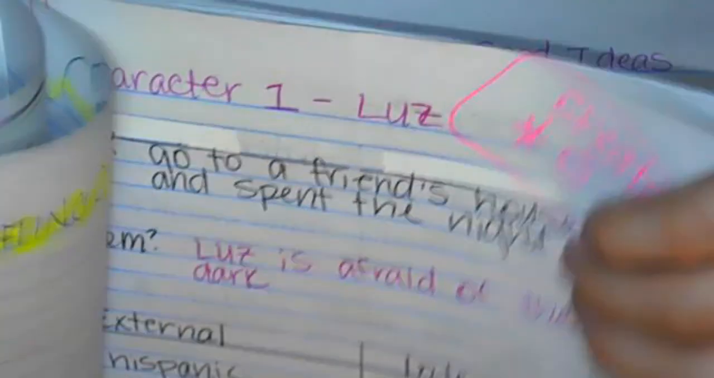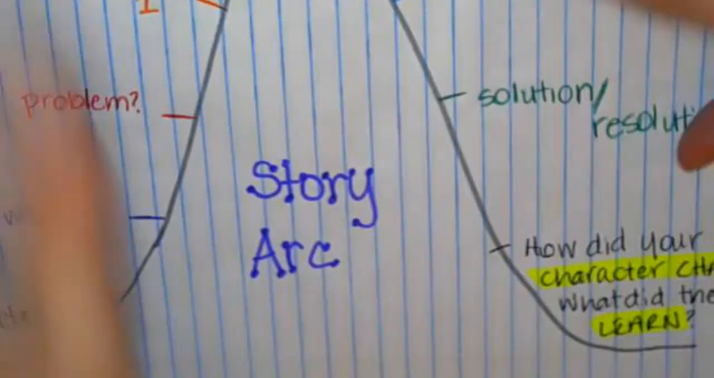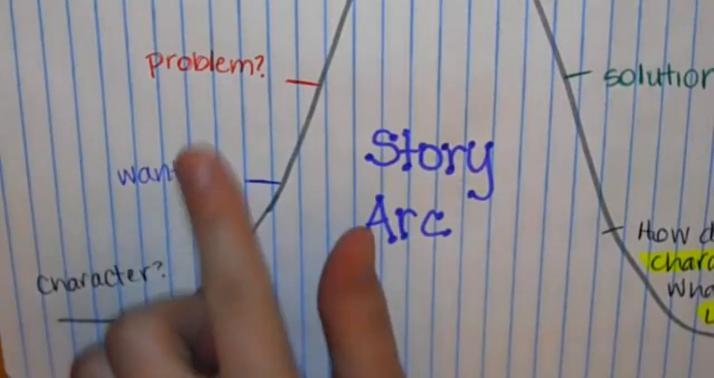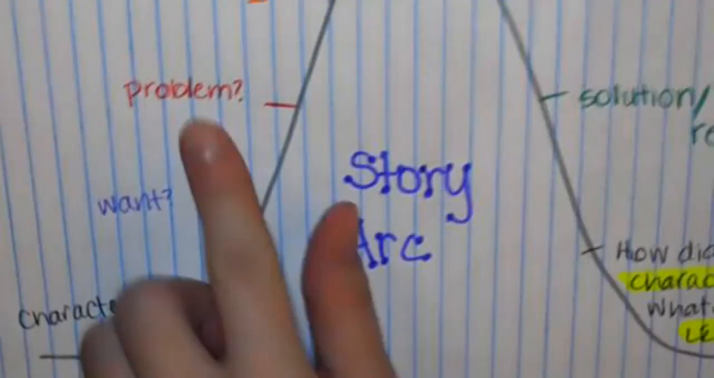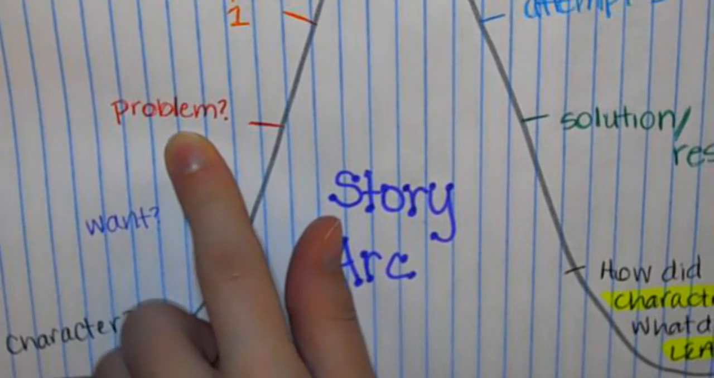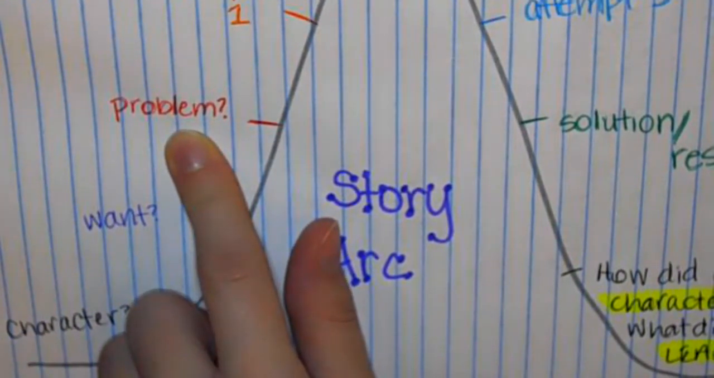So in the past, when we did our story arc for our realistic fiction, remember we have a story arc that looks like this. It has the following elements in it. You have the character that you introduce. You introduce what the character wants, their motivations, or their desires are. Then you introduce what is the problem, what is the struggle, what is the challenge that the character is having.